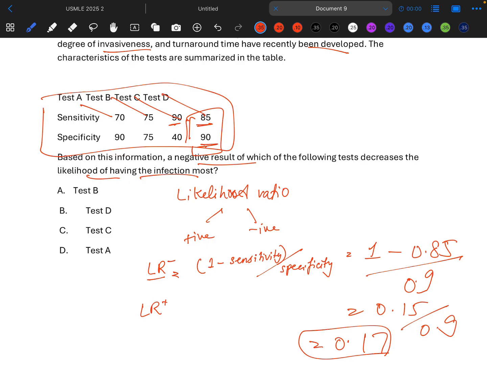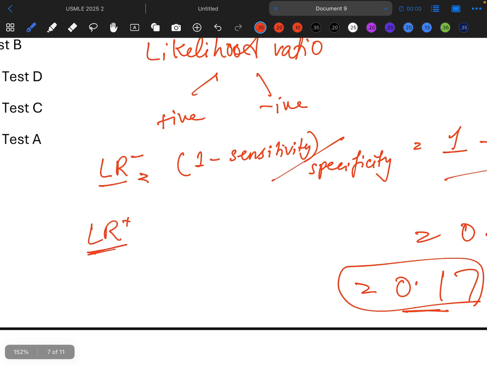So which is the lowest LR of the four tests if you calculate the negative likelihood ratio? When the likelihood ratio is less than 0.1, it indicates that the test is effective in ruling out the presence of disease.